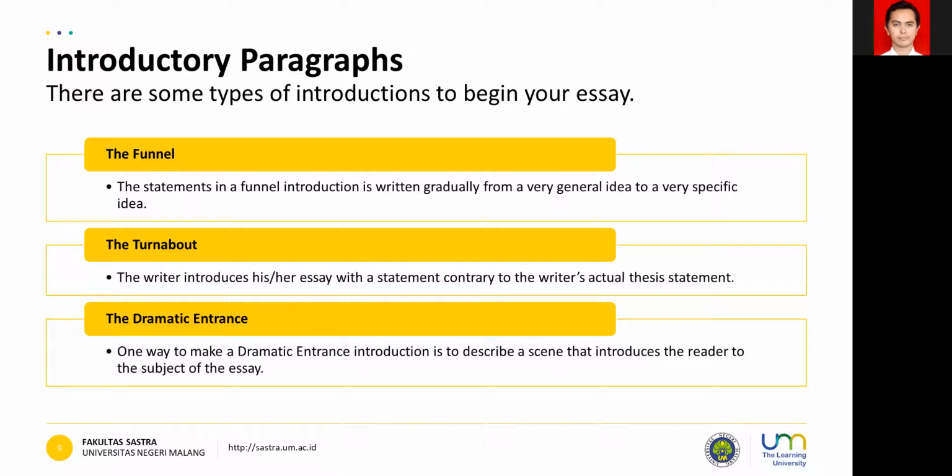The third type is the dramatic entrance. One way to make a dramatic entrance introduction is to describe a scene that introduces the reader to the subject of the essay. When you want to show the process of how to prepare for a good presentation, you show a dramatic entrance. For example, you describe how one of the very important persons in history presents something, for example, the founder of Apple.